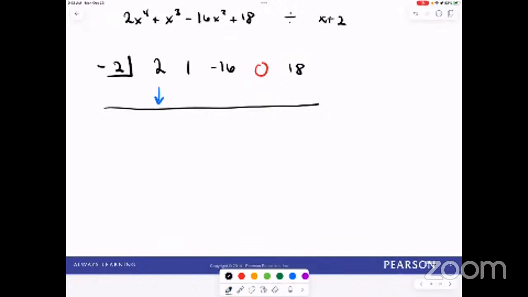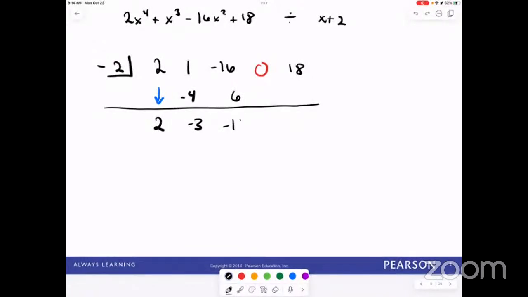Then whenever we go on a diagonal, we multiply. Whenever we go vertical, we add, all right? So now we go on a diagonal, negative 2. Negative 2 times 2 is negative 4. So we put our negative 4 here. Vertically, we add, that adds up to negative 3. Diagonal, we multiply, that is a 6. If we add, that's a negative 10.